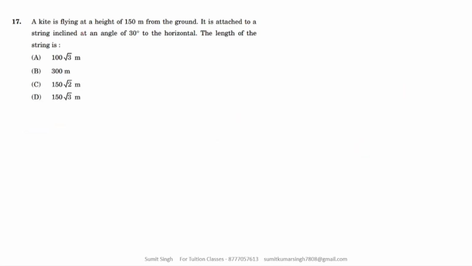In this question, we have a kite, and the kite is flying at a height of 150 meters from the ground, and it is attached to a string that is inclined at an angle of 30 degrees.